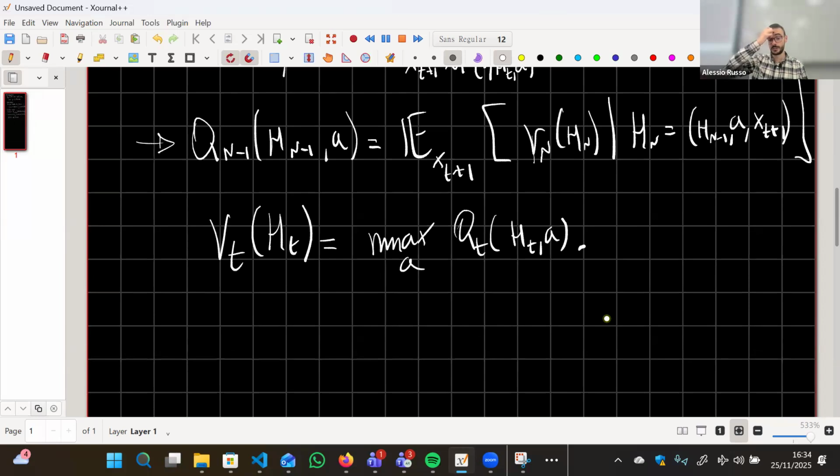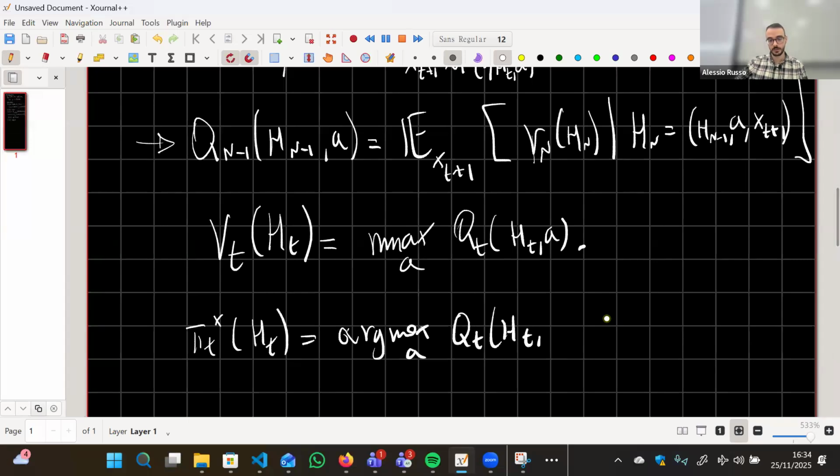So now the question is, does this reasoning induce an optimal policy? If we define pi t star given a trajectory to be equal to the argmax over actions of Qt(ht, a), is this an optimal policy?